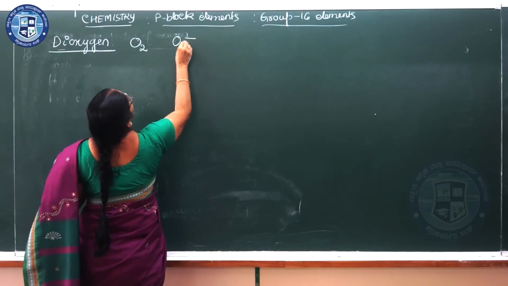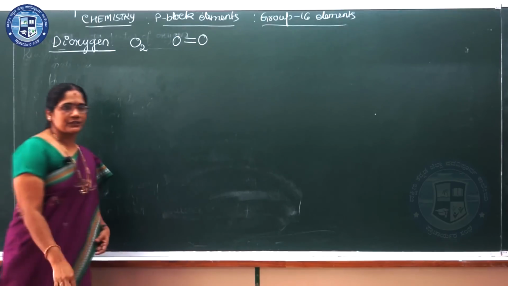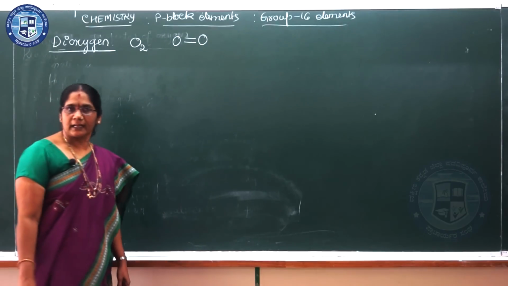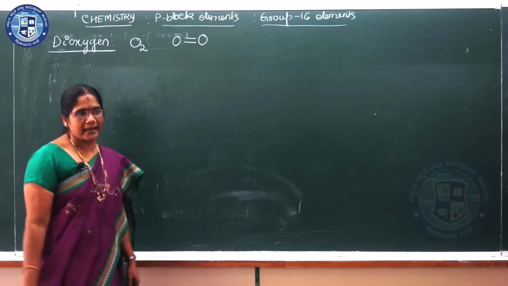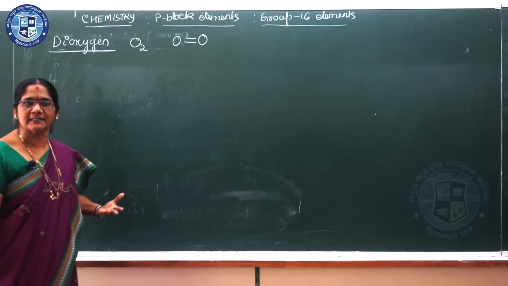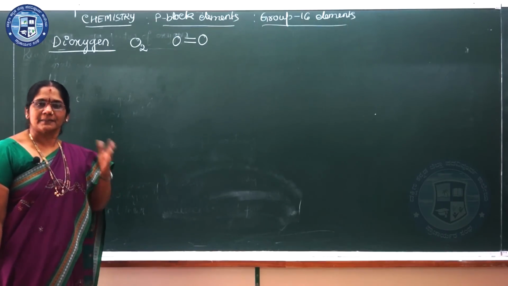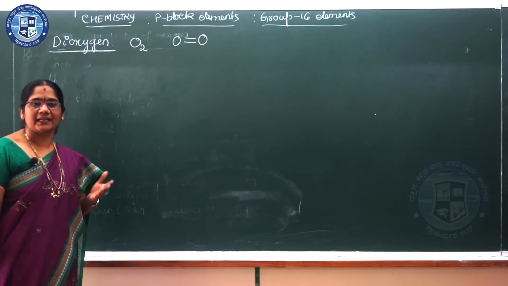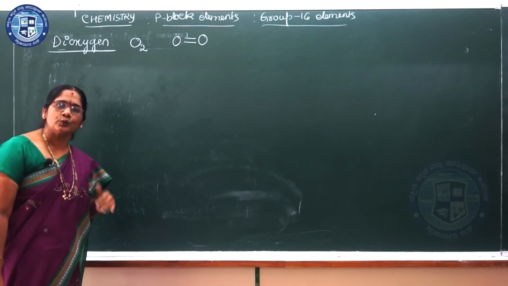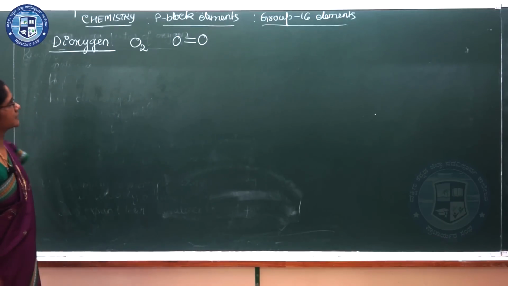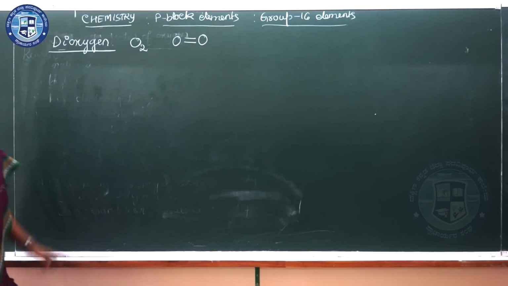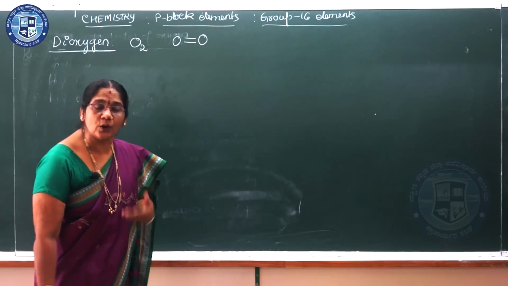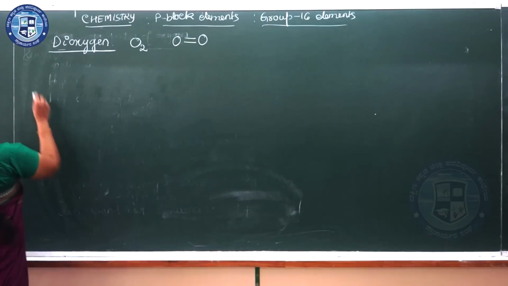O2 has a double bond by the sharing of two electron pairs between two atoms, and therefore bond enthalpy is high. Therefore oxygen is present in the atmosphere without any reaction, but it reacts only at high temperatures. So dioxygen, how can we prepare dioxygen in the laboratories?